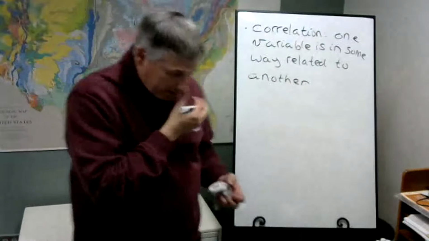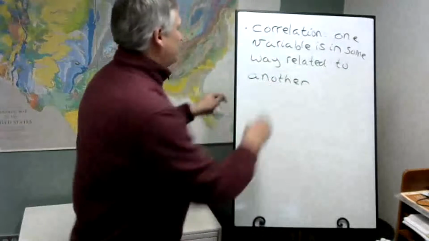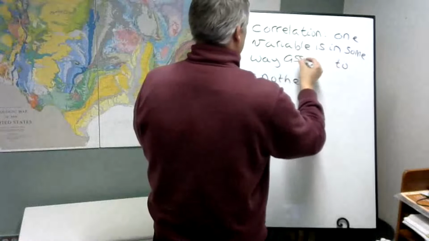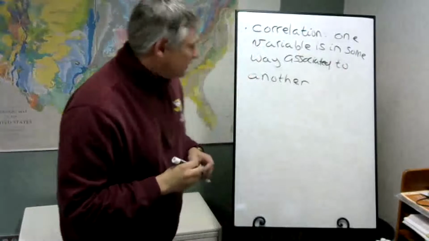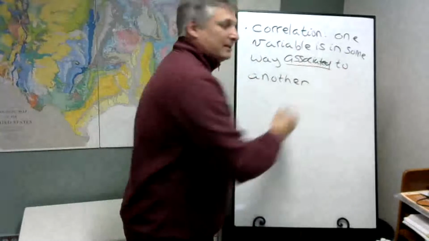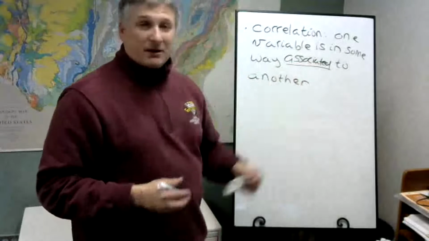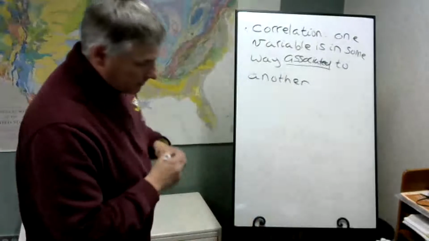In some way, one variable is associated with another variable. Again, we're talking correlation. We don't know if there's any causation here, so you have to be careful with that.